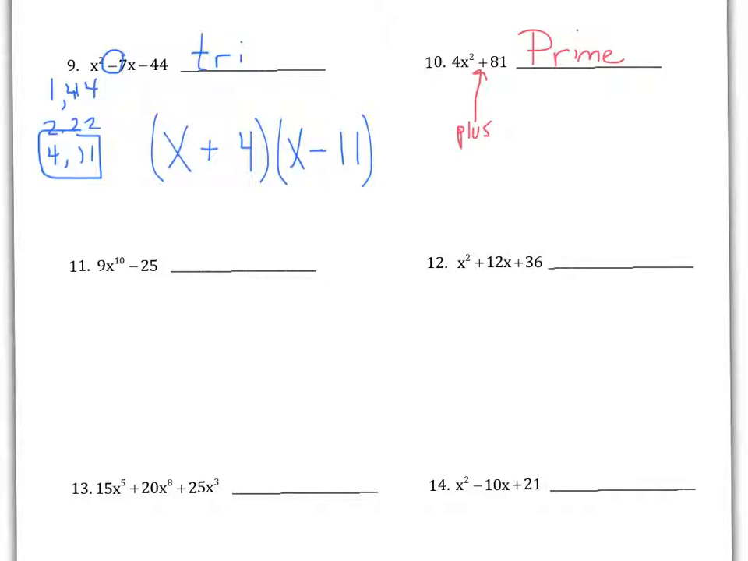Number 11: 9 and 25 are both perfect squares, and the 10 you could divide by 2 or cut in half. So this is difference of 2 squares. Square root of 9 is 3. X to the 10th becomes x to the 5th. And 25 becomes 5. And then I'll write its conjugate.